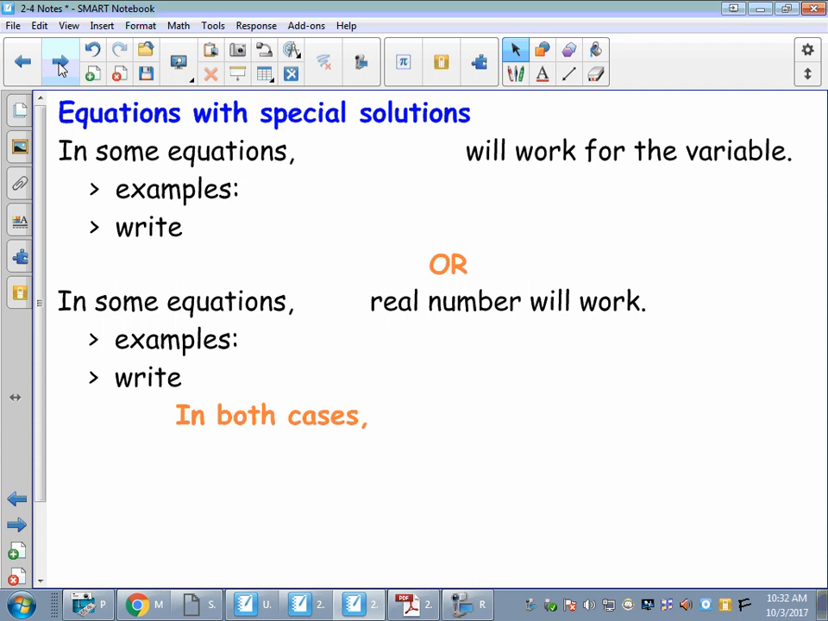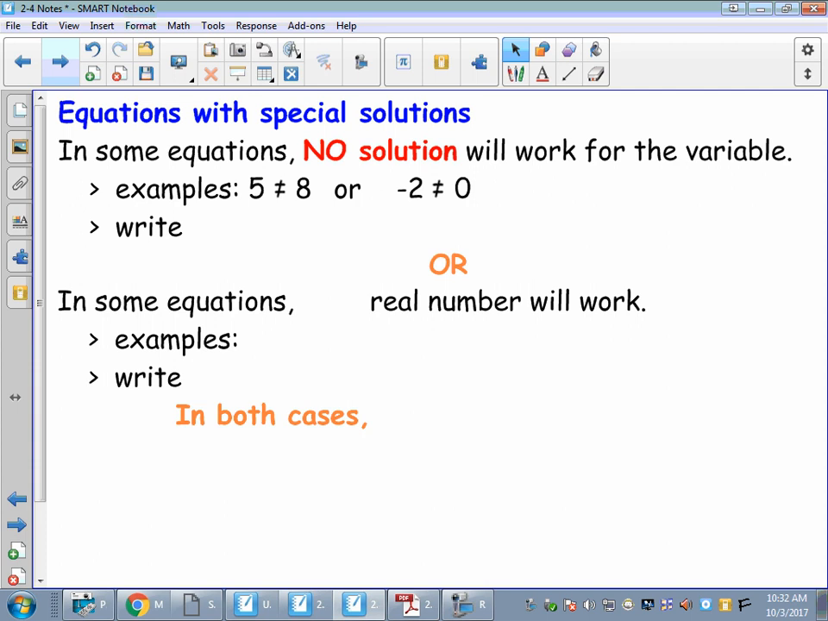Sometimes we have equations where they have special solutions. Sometimes when you solve, the variable completely disappears. And so when that happens, you might get no solution. And that happens when the variable goes away and the two sides don't match up. It'll say 5 is equal to 8.